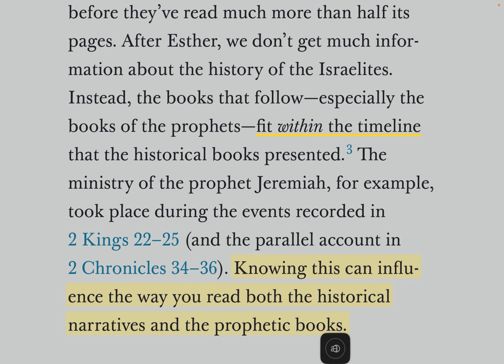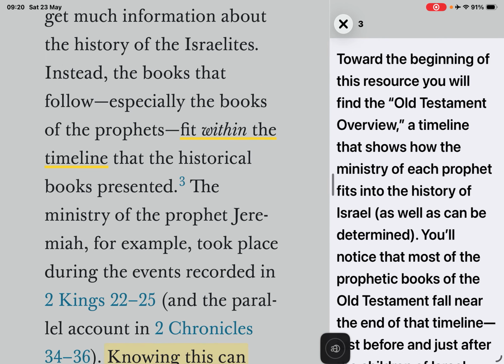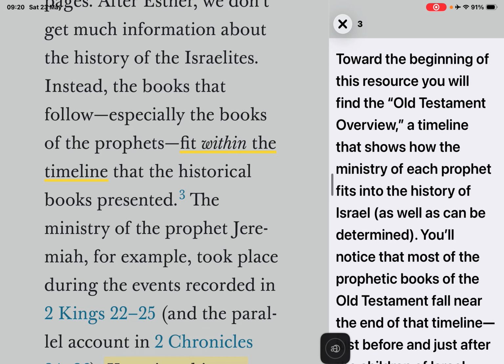After Esther, we don't get much information about the history of the Israelites. Instead, the books that follow fit within the timeline of the historical books presented. Now, I've kind of ignored these numbers that you look here. I've read them already, but if you look at the number here, number 3, we're already number 3. There are 3 different sections that it talks about, but it gives you a little more information than what I've been reading.